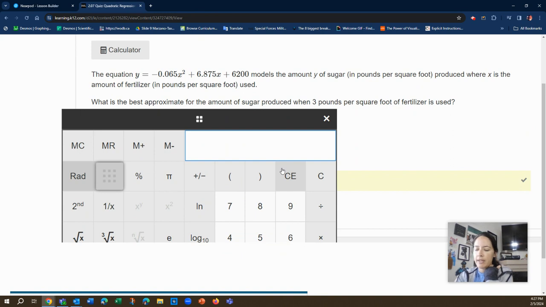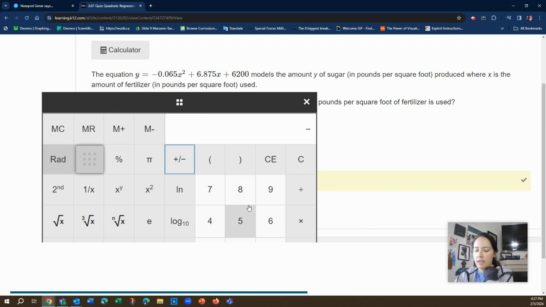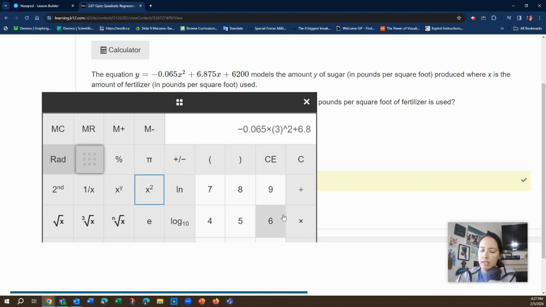Okay, so we're gonna have negative, you have to use this symbol if you're gonna do that negative first, 0.065, parenthesis, 3, close parenthesis, squared, and we're gonna have plus 6.875 times 3 plus, and this follows order of operation. So it's going to do the squaring, then the multiplying, and then the adding. One of the reasons we talk about order of operations is because of calculators.